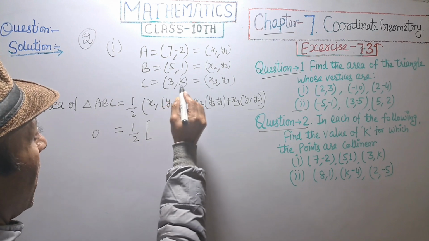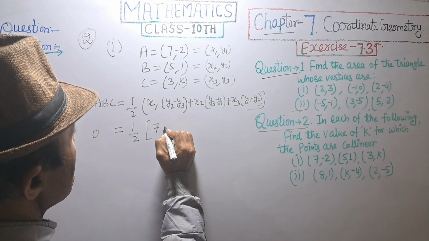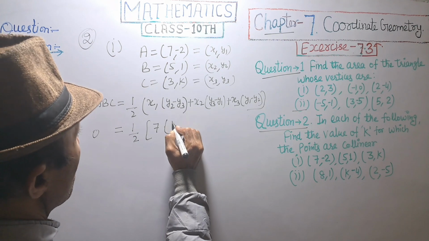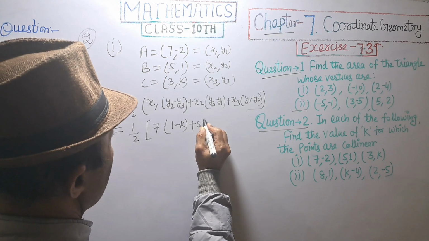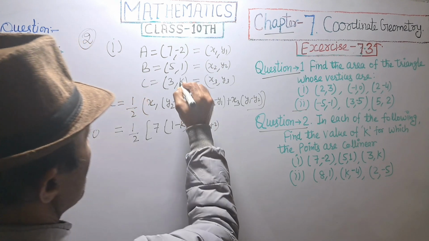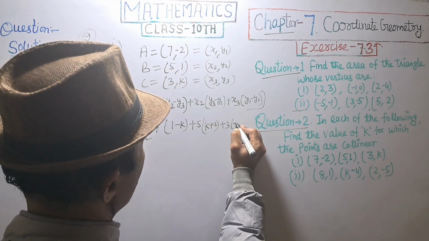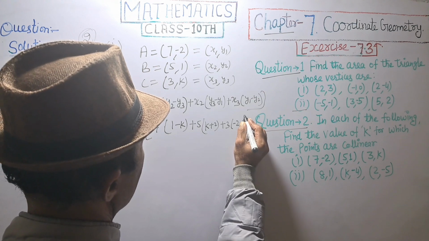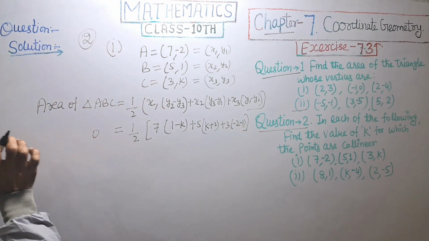Half into x1 is 7 plus 7 into 1 minus k plus 5 into k plus 2 plus 3 into minus 2 minus 1, and area of triangle is equal to 0.